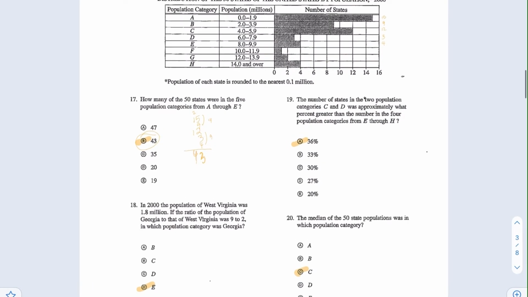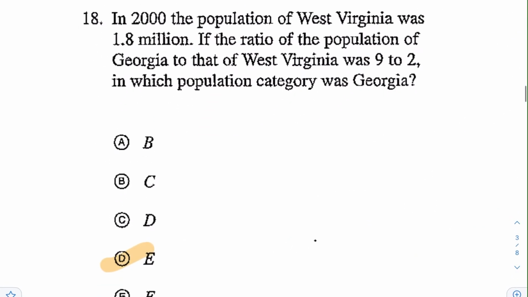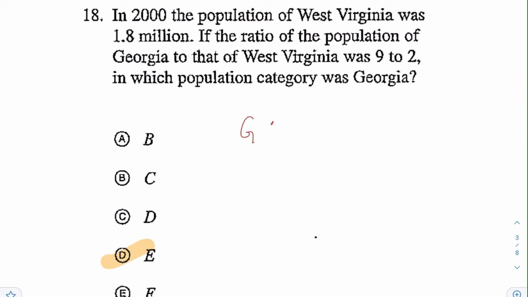Next, for number 18, in 2000, the population of West Virginia was 1.8 million. Now, the ratio of the population of Georgia to that of West Virginia was 9:2. In which population category was Georgia? So here you have the ratio, Georgia to West Virginia is 9:2. And remember, ratio is the same thing as a fraction, but with just this colon symbol, and it's been simplified.